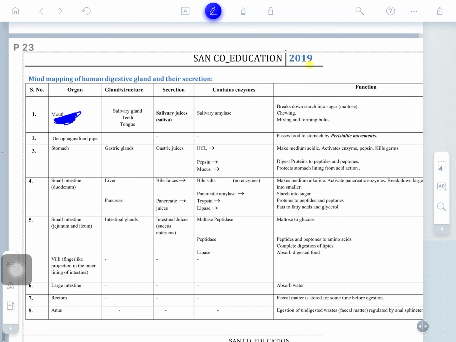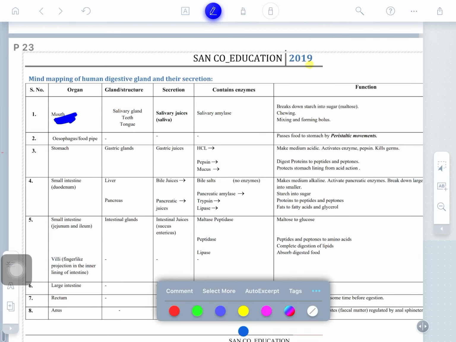look here. Yes, in the mouth. Here you see glands, secretions, enzymes, and the functions. Okay, so you will see this. The mouth has salivary glands, and they secrete saliva, and salivary amylase is there, and the working of that is written here. So thoroughly you just have to remember them.